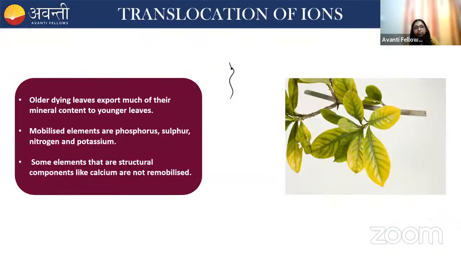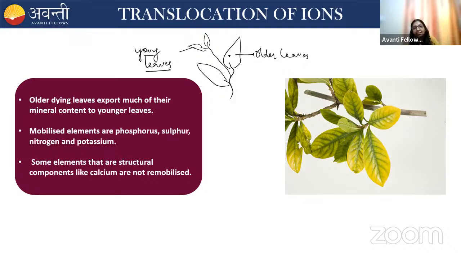Translocation of ions. So this one is an older leaf. These are the older leaves, and these are young leaves. When the older leaves are about to die, they are in the senescent stage and about to fall off. In that case, all the mineral ions or elements which are mobile in nature, like phosphorus, sulfur, nitrogen, and potassium, start moving towards the younger leaves.